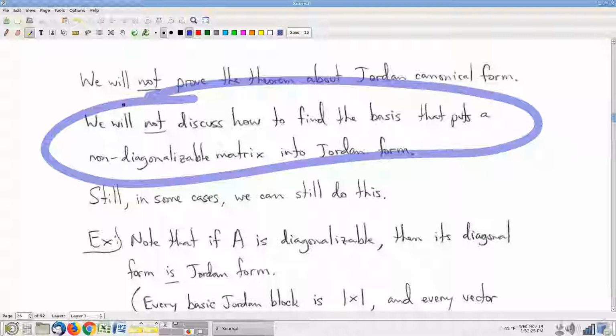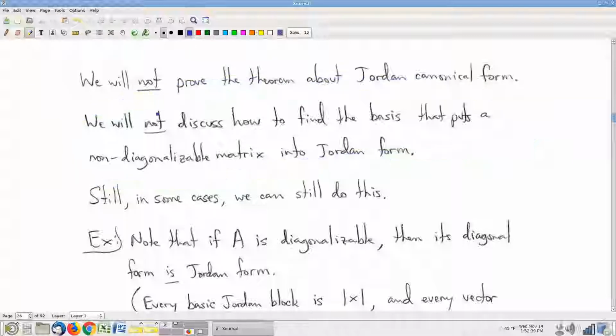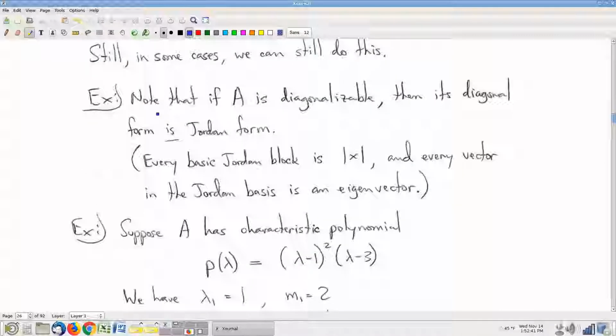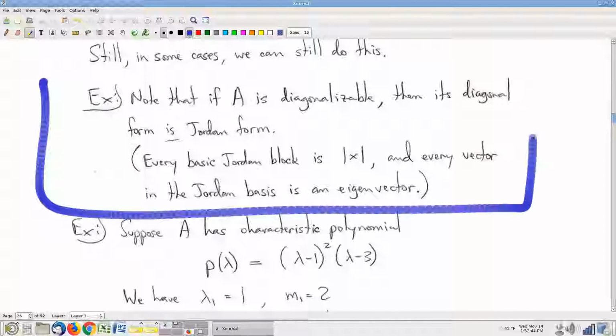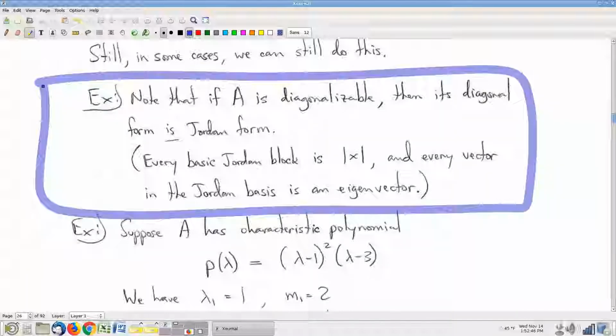And that's another thing. We can't really do that in general. It's hard. It's beyond what it's worth the effort to put into in Math 216. Nevertheless, there are some situations. Every so often you get lucky. First observation I'll make is that diagonalizing is actually Jordanizing. So diagonalization is a special case of the Jordan form. If you think about it, let's look at an example.